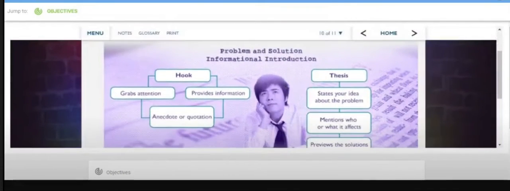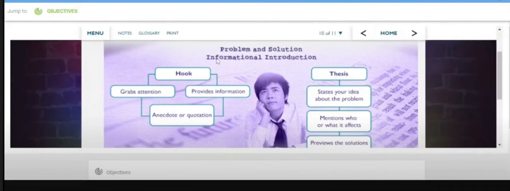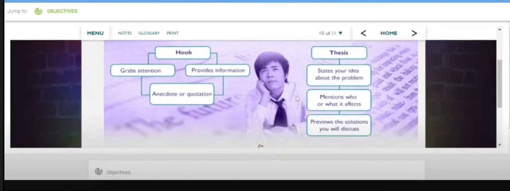Recap. Problem and solution, informational introduction. A hook grabs attention, provides information through an anecdote or a quotation. A thesis states your idea about the problem, mentions who or what it affects, and previews the solution you will discuss.